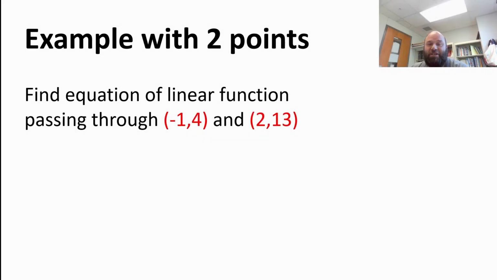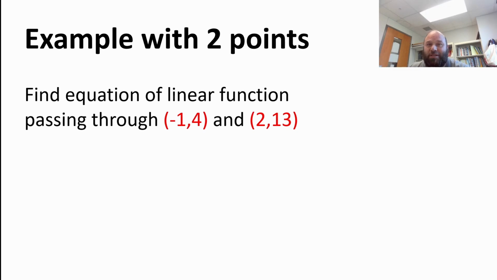We're going to finish this section off by finding the equation of a function given 2 points, assuming linearity. So we're going to start with an example that's not contextualized, just so we can see the strategy, and then we'll go back to the demand example. So here's a completely uncontextualized problem. Find the equation of a linear function passing through -1, 4 and 2, 13.